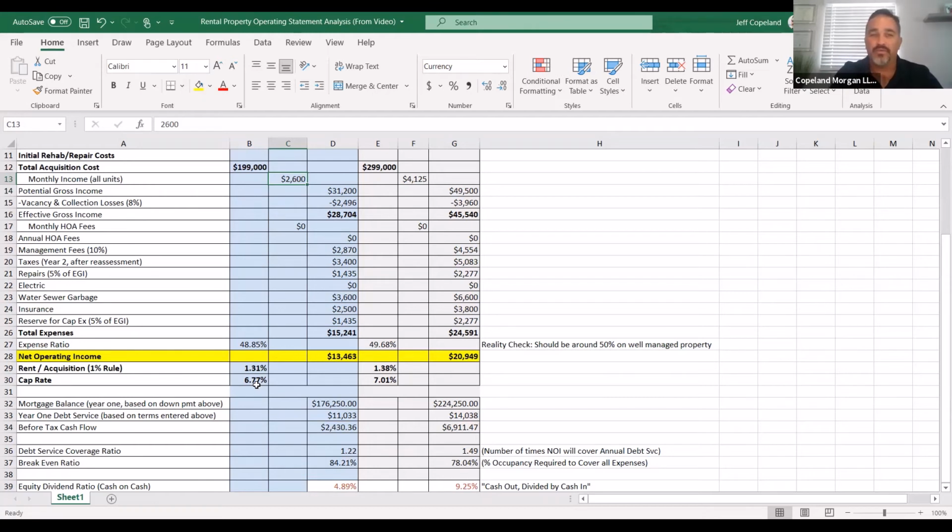But what this enables you to do is to just plug in those numbers and figure out, well, what if I got it for less? What if I rented it for more? What if I got these expenses down? What if I charged $20 a month for the laundry room? What if I charged for the garage storage? You can either increase the rent or you can decrease the expenses. Those are the 2 ways to improve a property's performance.